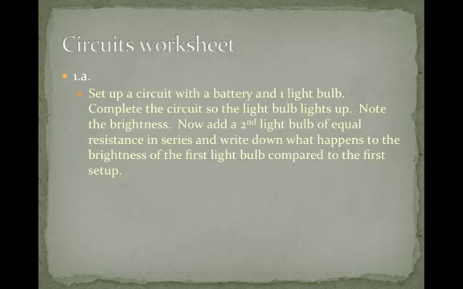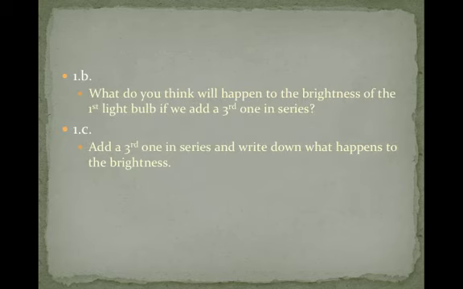Now, on the circuits worksheet, problem 1A, you're told to set up a circuit with a battery and one light bulb, complete so the light bulb lights up. Then add a second bulb and note the difference in brightness. Of course, you should have noticed that the brightness went down. The reason is that as we add a second light bulb, the total resistance goes up. If the total resistance goes up and the voltage stays the same, the current goes down. And it's really the current that causes the brightness.